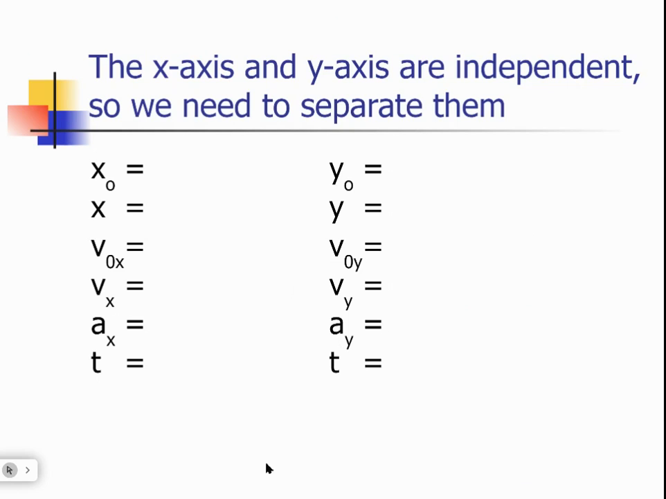So what you'll do is you're going to make a list of variables. You're going to have the x's and the y's. So you have x naught and x. So your starting position, your position at some time, your starting velocity in the x direction, your ending velocity in the x direction, your acceleration in the x direction, and time. And then you have all the same things for the y direction.